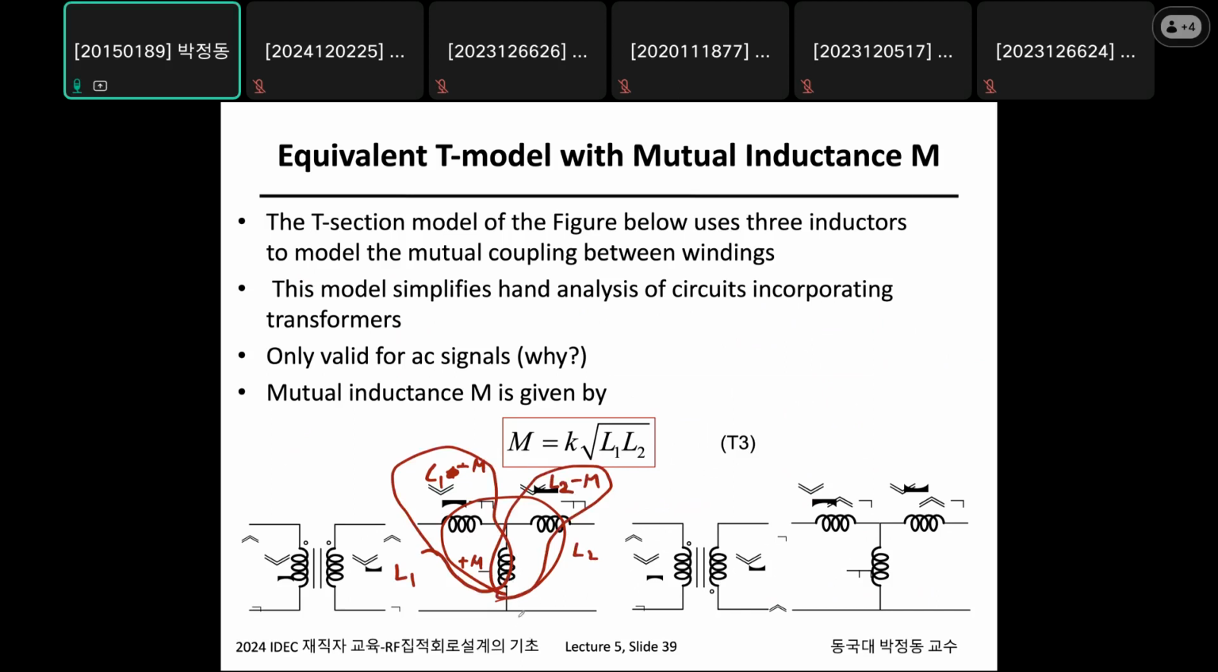So we notice that this T section model cannot be used for DC. This is valid only for AC. Why? Because at DC, there is no interaction at all. This is directly open. But if you just conduct a current over here, at DC it conducts here and here, so it's different. Anyway, mutual inductance M is given by K square root of L1 L2.